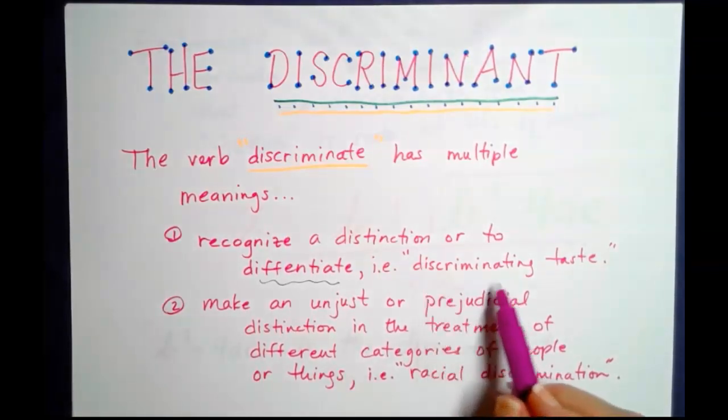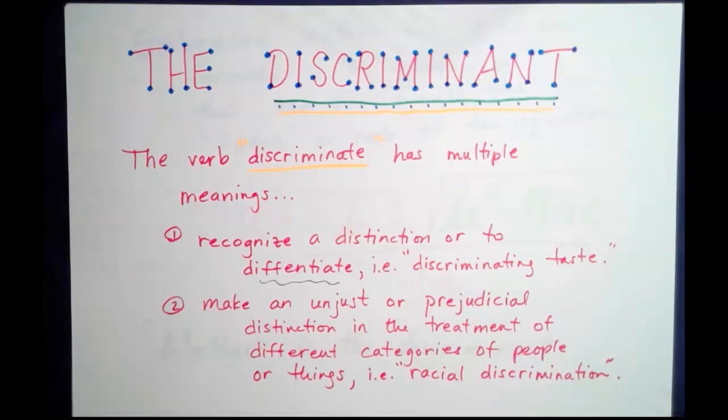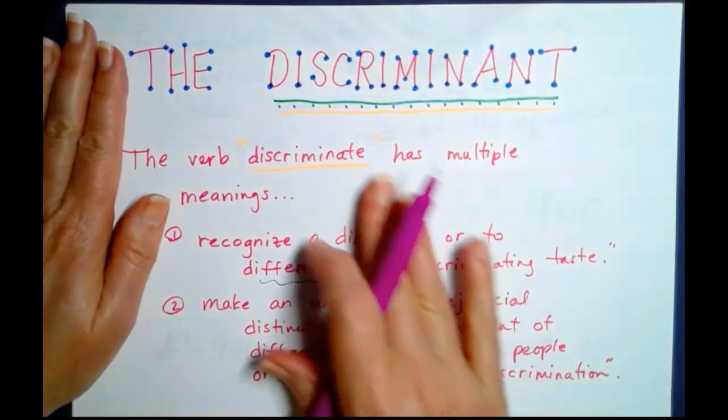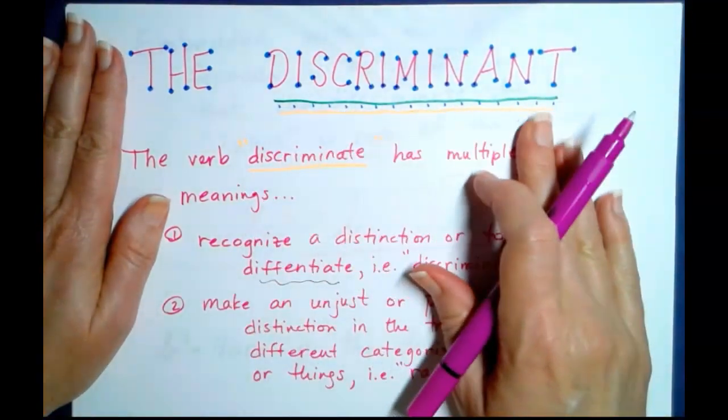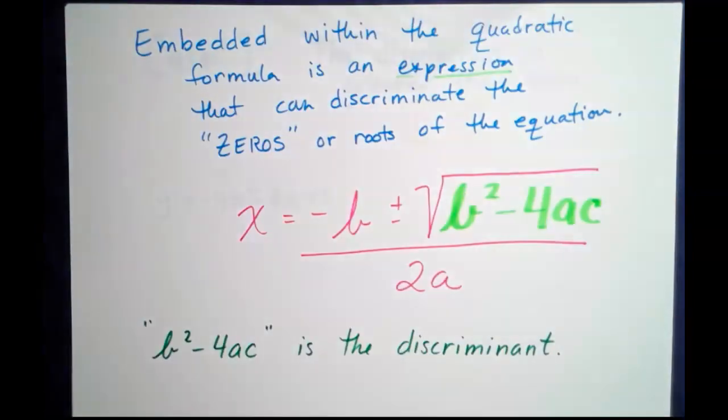And just an example, some people are said to have discriminating taste, which means they know something that's very, very nice, very, very expensive, versus something that is not so great, cheap. So, discriminate. We're going to be finding the discriminant of a quadratic equation.